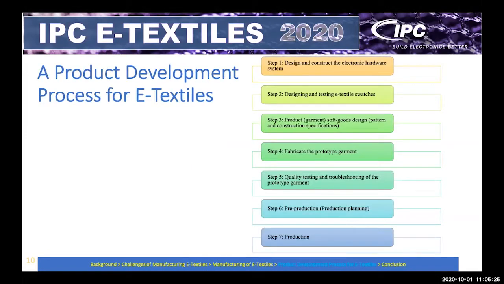So here I'm proposing a design framework for the product development process of standard e-textile garments. From our research, we found that there are 7 major steps involved in developing standard e-textile garments. Steps 1 to 5 are the product development steps, and steps 6 and 7 are the production related steps. In the next few slides, I will briefly talk about each step and describe the tasks involved in each step.